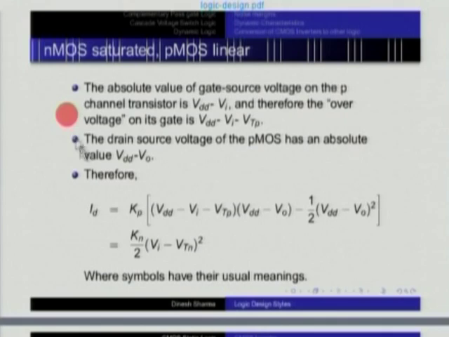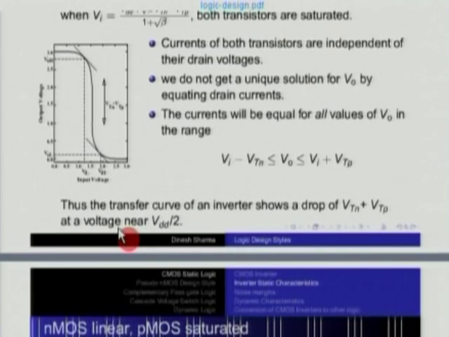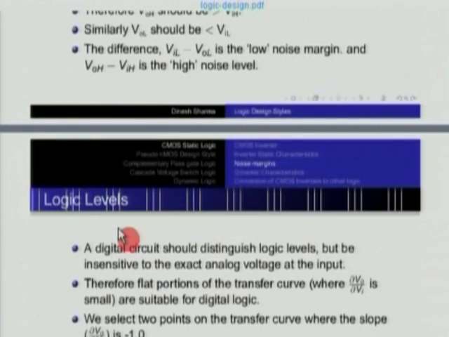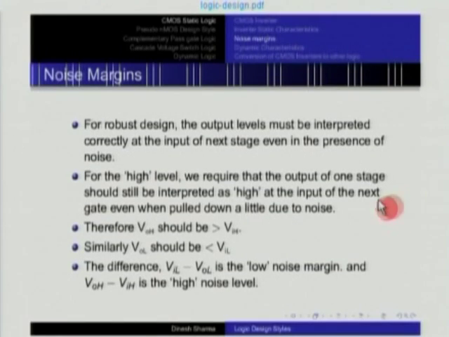So, essentially taking in all these regions, the value of ID for the two transistors and putting it equal, you will get all sorts of solutions, and you can read the details later, but I am going to skip the quantitative part of that and come to this consideration of noise margin.